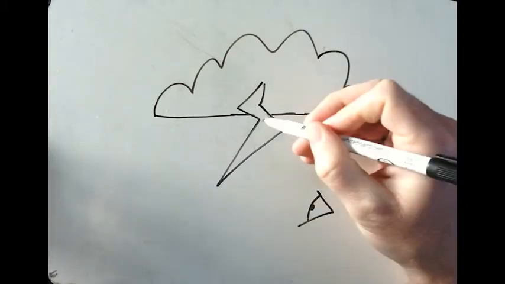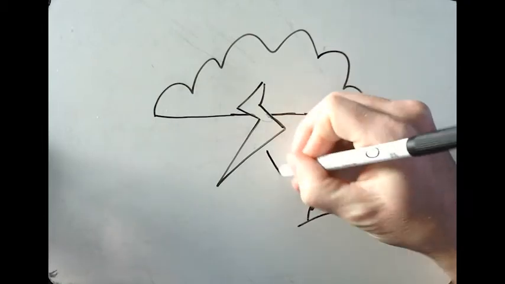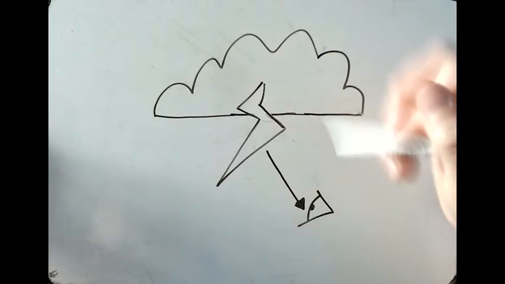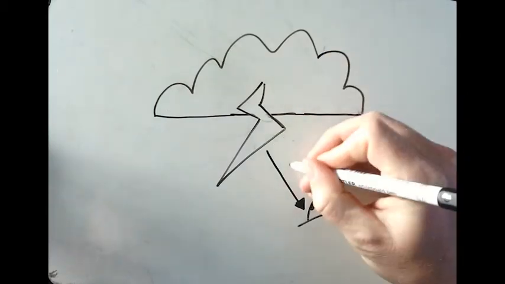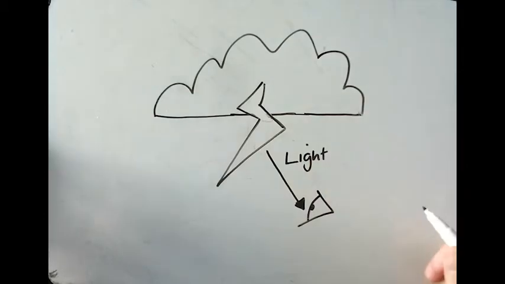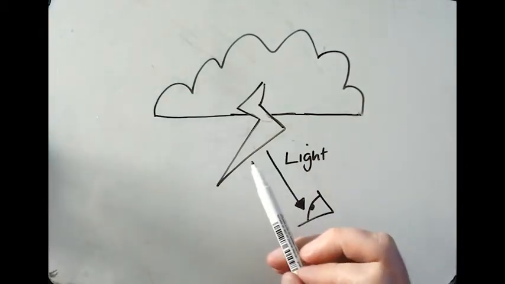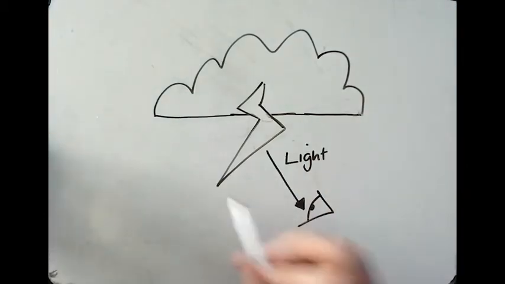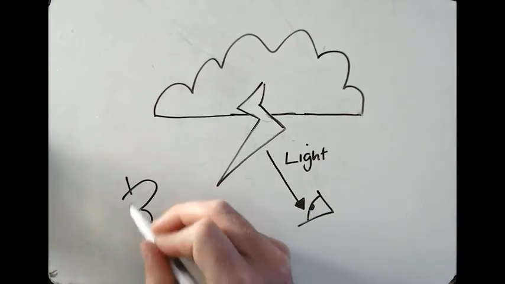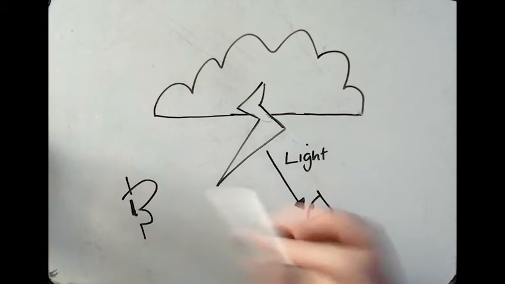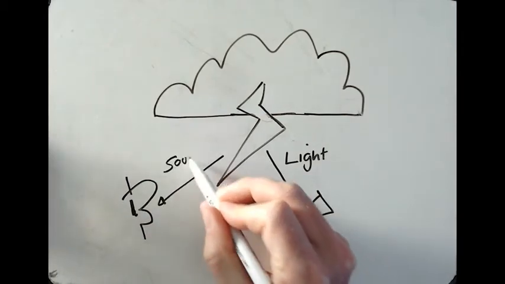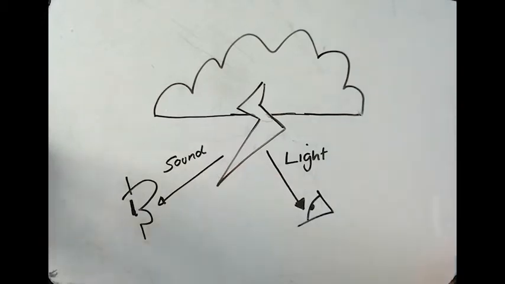You get a light wave, which travels from the lightning bolt into your eye. The bit that you see is light, which we call the lightning. That's a light wave. And there's another type of wave, which is the thunder part of it. That is where the sound travels from the lightning bolt into your ear. That's a sound wave, and that's what we call the thunder.